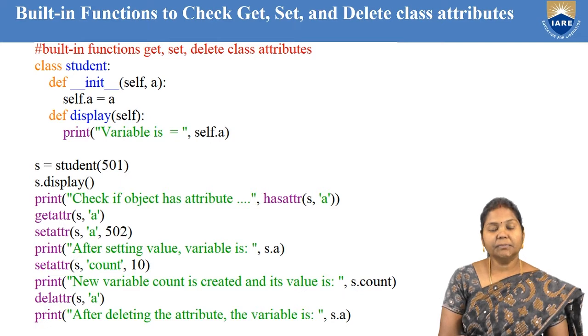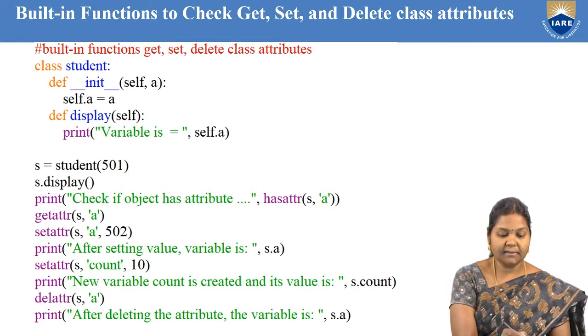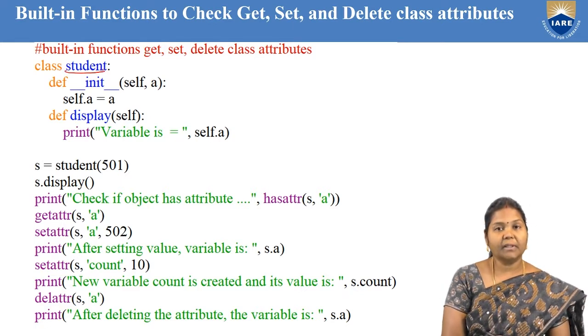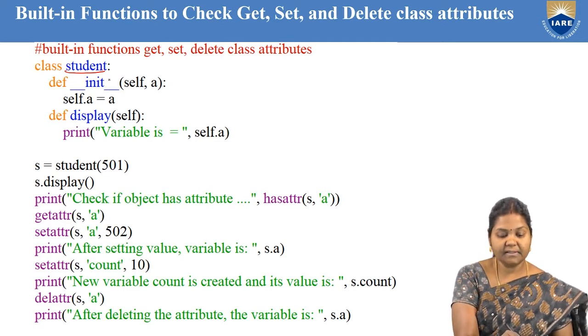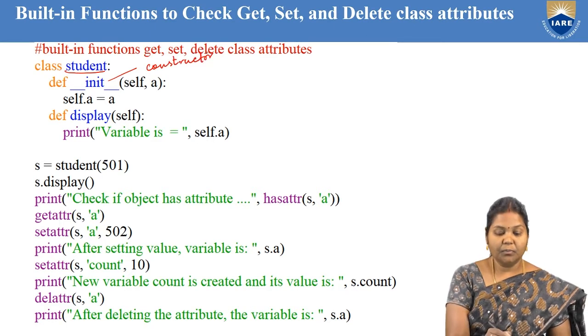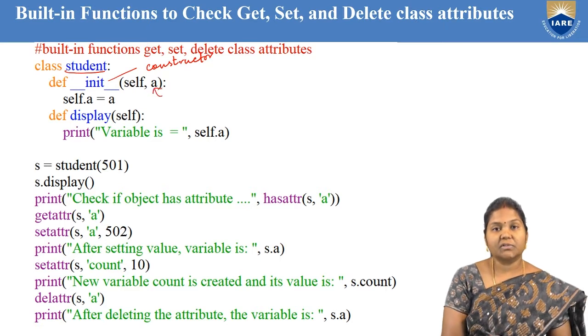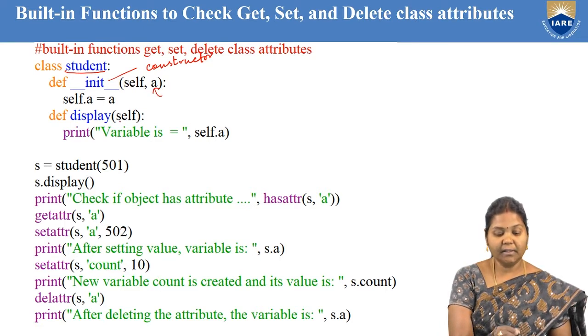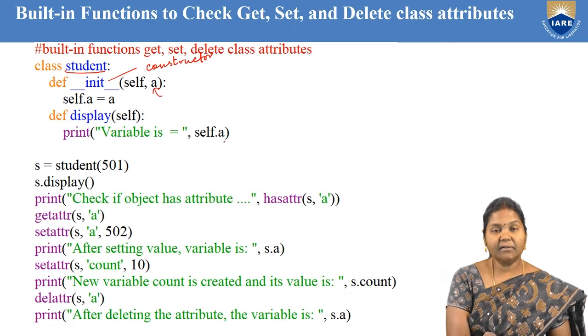In this program, we have defined a class. The name of the class is Student. In this Student class, there is a constructor called init. We are passing one variable A to this constructor and we are storing it. Then we are displaying the value of the variable or attribute. So, A is the attribute over here.